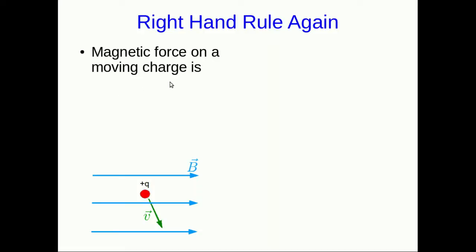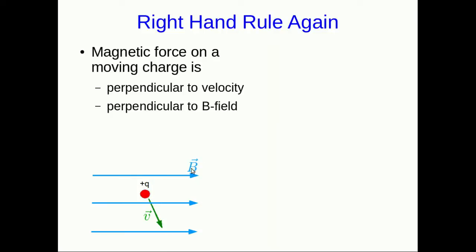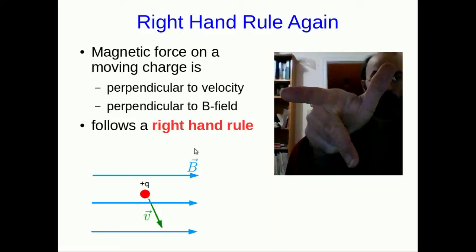So the magnetic force on a moving charge is perpendicular to the velocity of the charge and perpendicular to the B field, and it follows a right-hand rule. So this time you put the velocity vector along your thumb and the B field along your index finger, and your middle finger now gives you the direction of the magnetic force. So if you try that with this charge, you may have to contort yourself a little bit to arrange your fingers the right way, but you will find that the magnetic force here is out of the page.